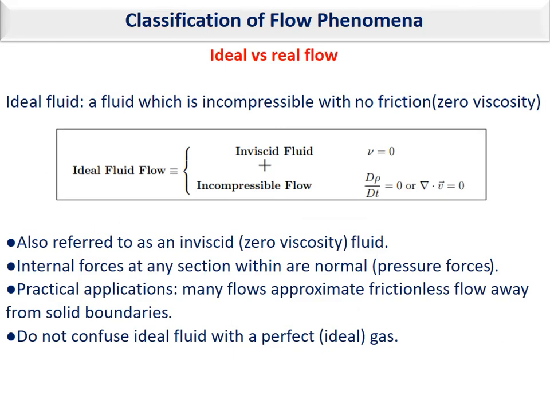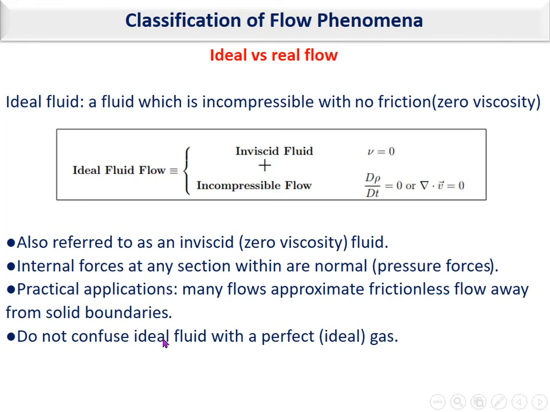Actually, if we want to define ideal flow, an ideal flow is the combination of inviscid fluid. You may remember that we discussed this. Inviscid fluid means that the fluid viscosity is zero. Is there a fluid in the world that the viscosity is zero? No. It's an assumption for low viscosity fluids. And if you have a combination of inviscid and incompressible flow, do you remember incompressible flow? Yes, that was a flow where the density does not change with time or any other parameter. And if you combine them together, then you have an ideal fluid flow.